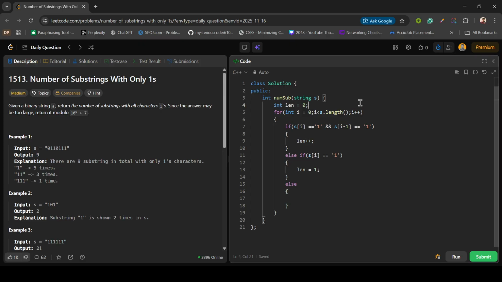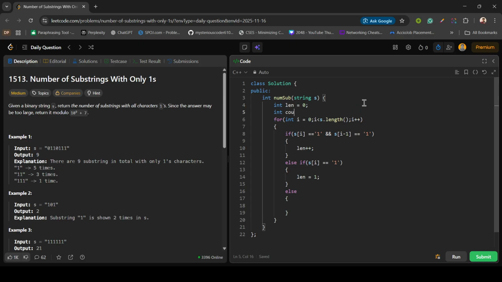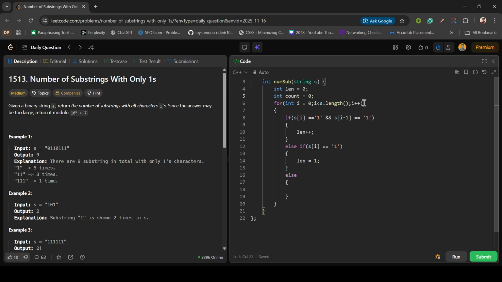Now here I will initiate a count. Int count equals 0, and we will simply write count is equal to count plus n into n plus 1 by 2. Okay, this and not L. Then len; we will reset the len here.